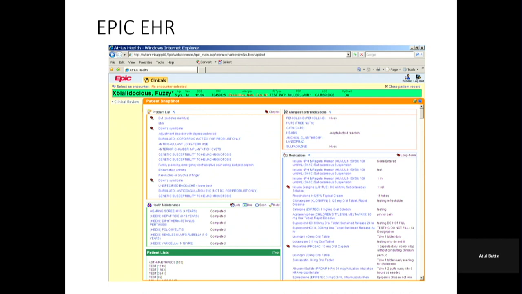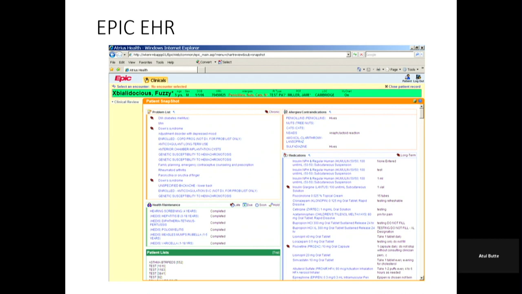So this is a screenshot from Epic, and these are ones that I found off of Google. They are not mine, and I don't even think they're real people. I don't think there's a fuzzy expialidocious in the world. But if there is, he posted it online, or someone else did, not me.